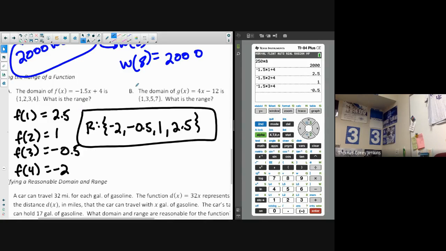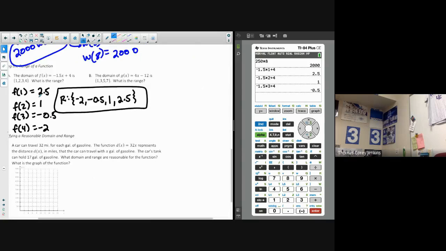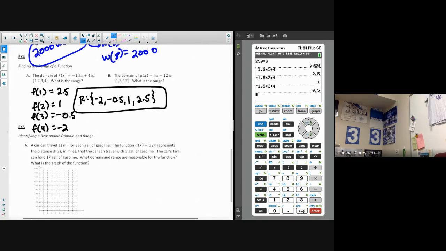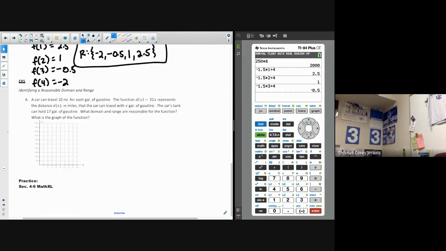Example B is worked out on the filled out notes. I suggest maybe you try that one on your own and then check it. That's a good way to do a self-assessment on, am I getting what Mr. Jenkins is saying? Am I picking up what he's throwing down? All right, last one, and you'll struggle with this one on the notes or on the homework probably because they don't give you a graph. So you might have to refer back to this video.